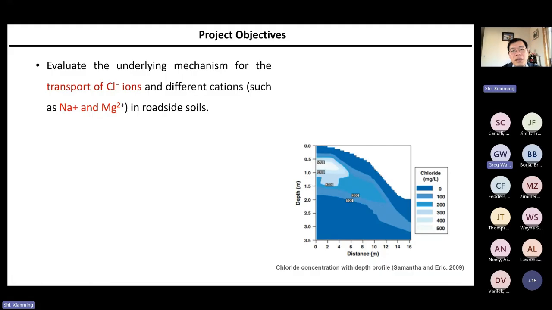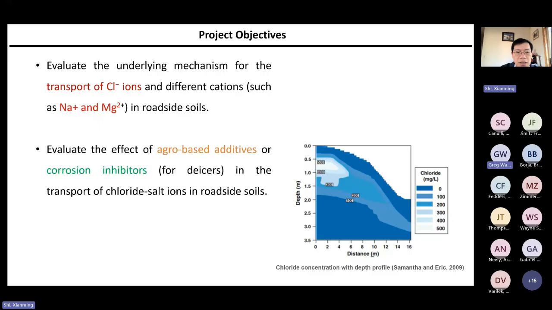So in this project, we look at a few objectives. First, we want to evaluate the underlying mechanism for the transport of chloride anions, which is the negative charge ions, and also the different cations, which are positive charges, such as sodium and magnesium in roadside soils. In other words, when we apply a deicer, once they meet water, they actually dissolve and turn into different ions. So it's no longer just moving in one compound.